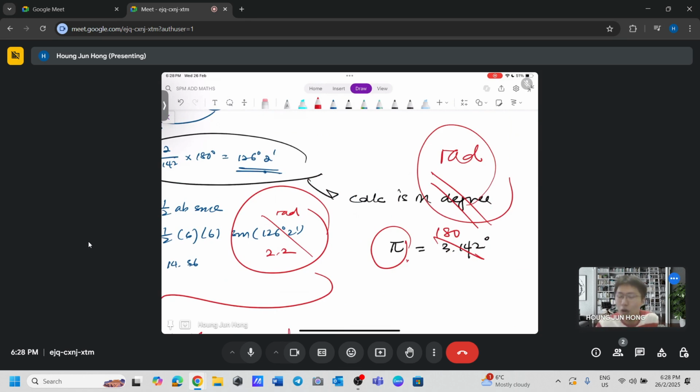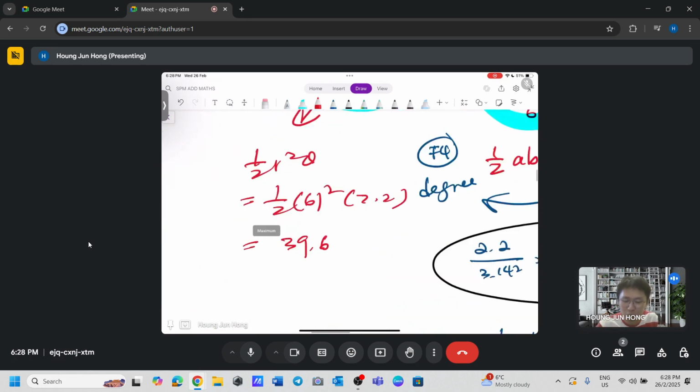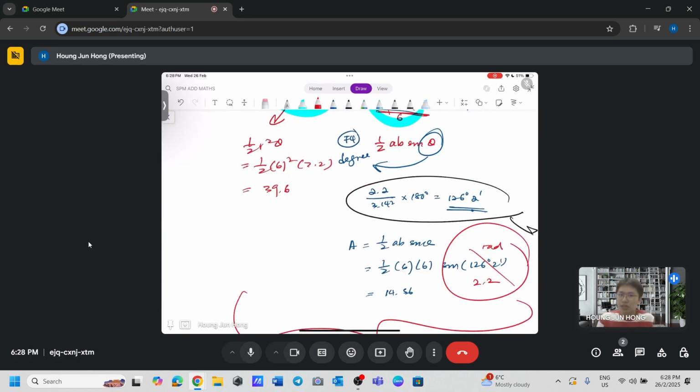And also, don't forget, after that, please change it back to degree, because for the next question, and as usual for every question we operate, we never ask the calculator to be in radian, because you can just do it in degree.